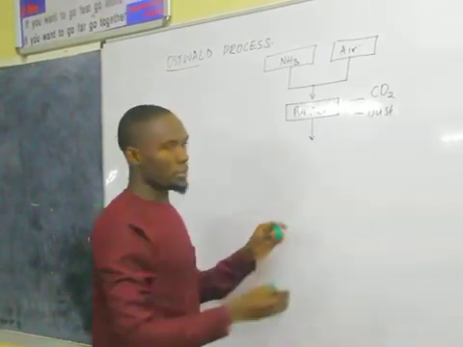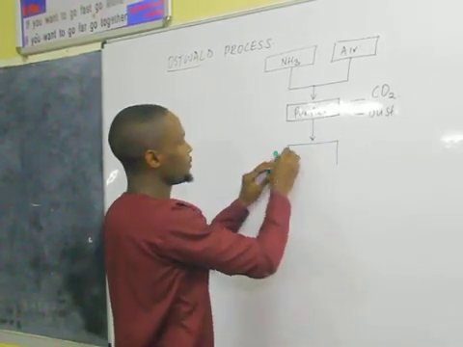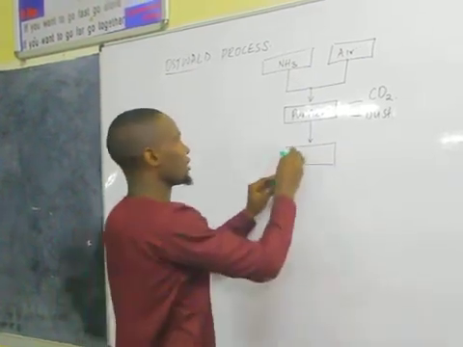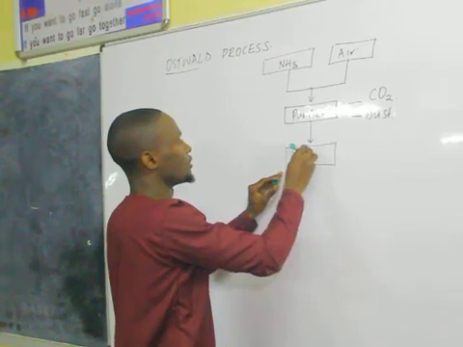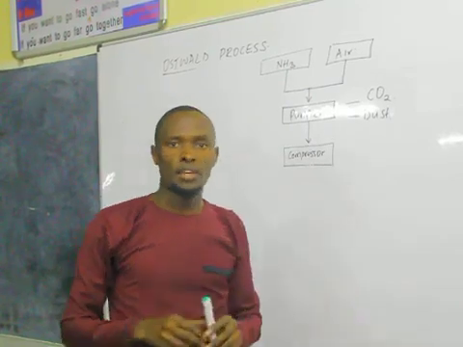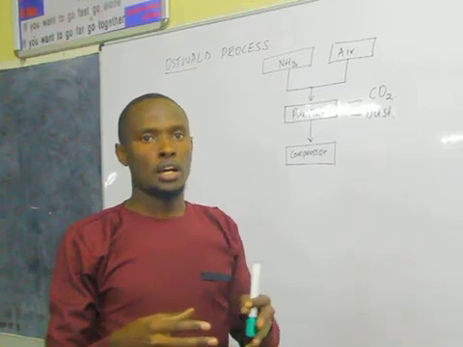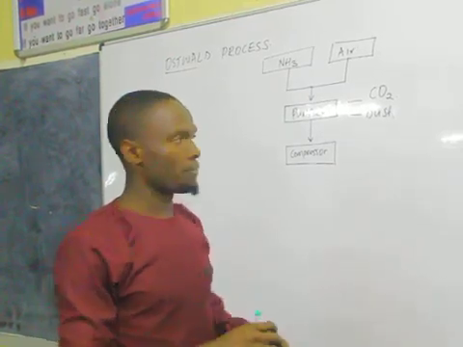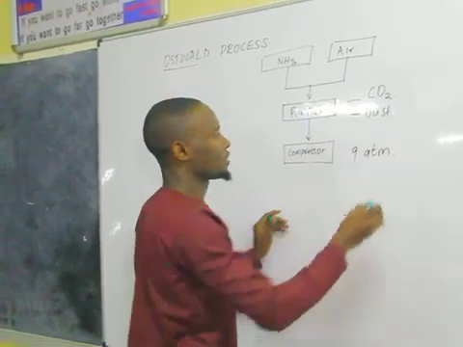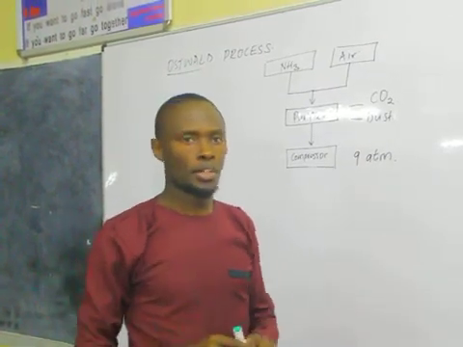The mixture of ammonia and air is taken to the next chamber, and I'm calling this chamber the compressor. In the compressor, this mixture is compressed repeatedly at a pressure of 9 atmospheres, which is suitable for formation of the products.